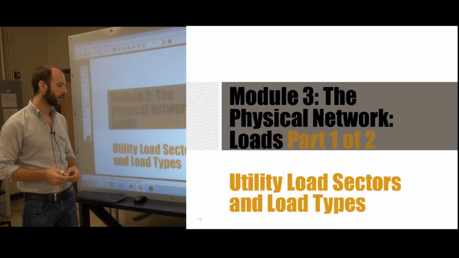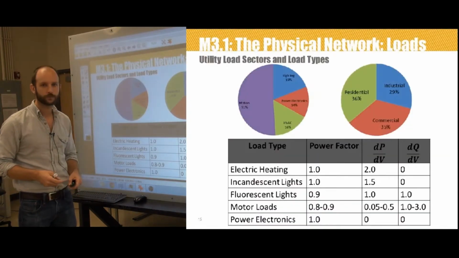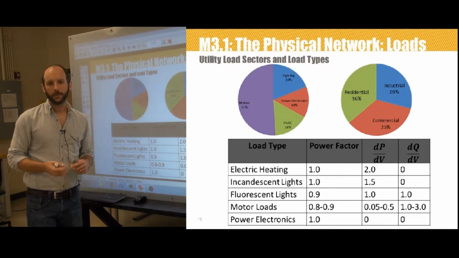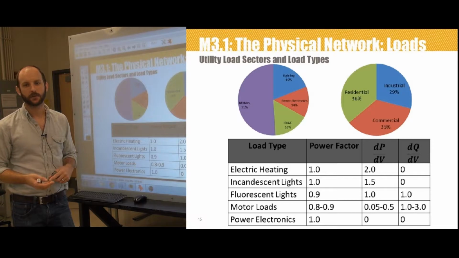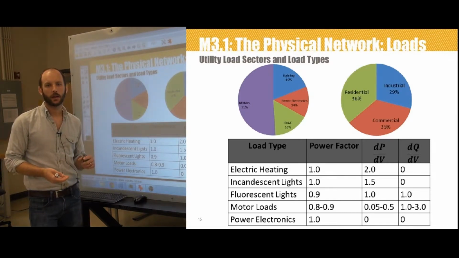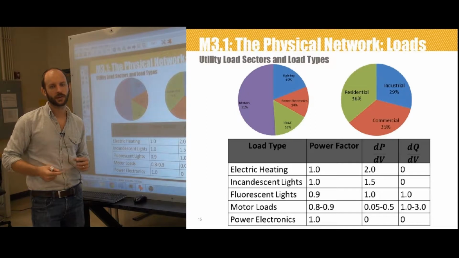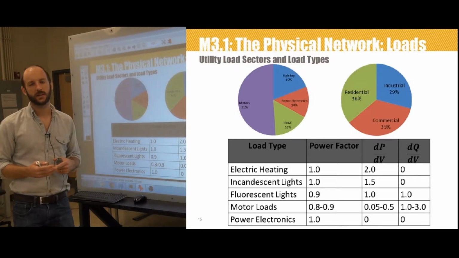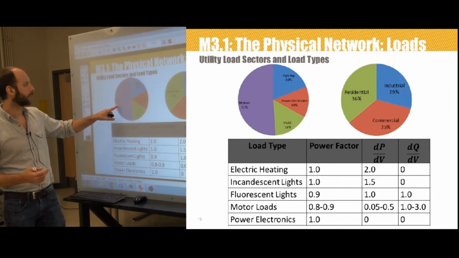And so we're going to look at utility load sectors and load types. The type of industrial load is going to vary mainly depending on the type of industry and commerce that are prevalent in the area. Commercial and residential loads, however, are fairly consistent across the United States and consist of approximately the following load types shown here.